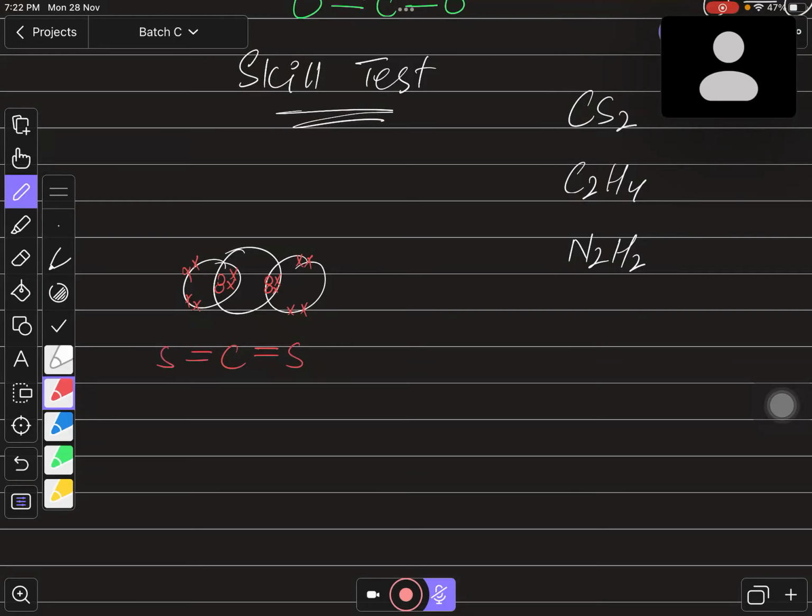When each atom of each element is sharing 2 electrons over there, it should be like 2 lines over there. Then C2H4: 2 carbons like this, and each carbon should have 2 H's like this. Now we know that carbons have 4 electrons. Each carbon has 4 electrons, and they must share all the electrons.